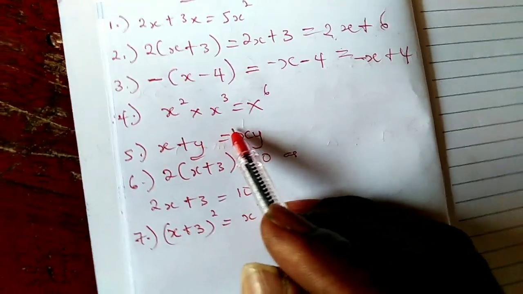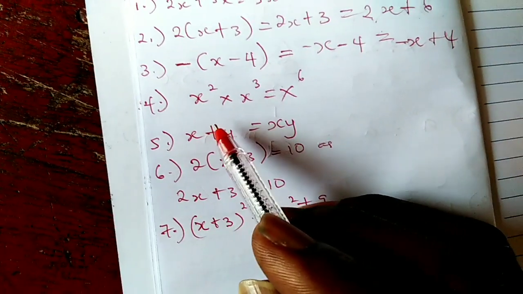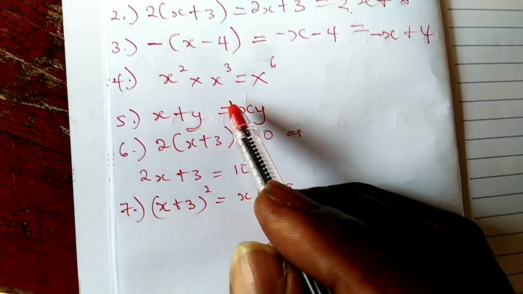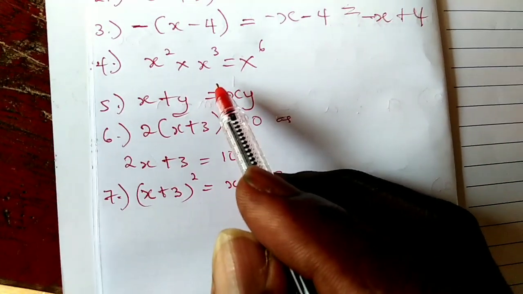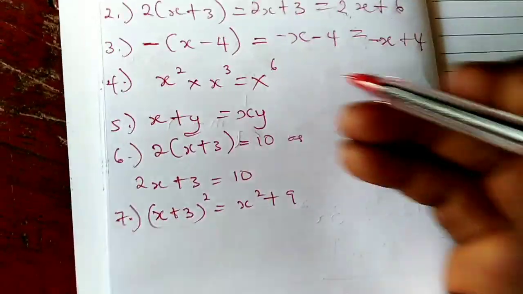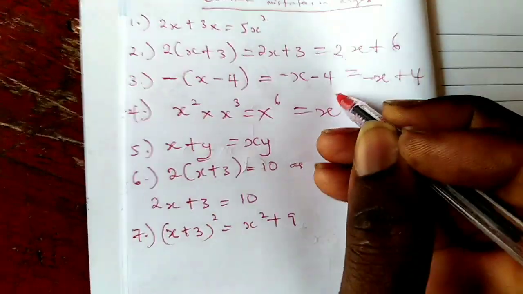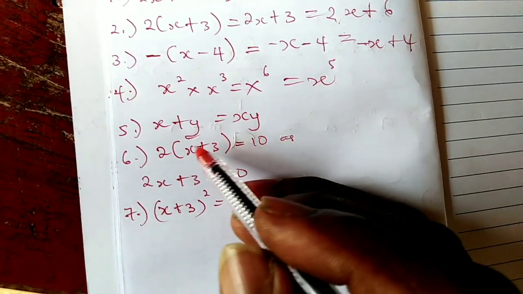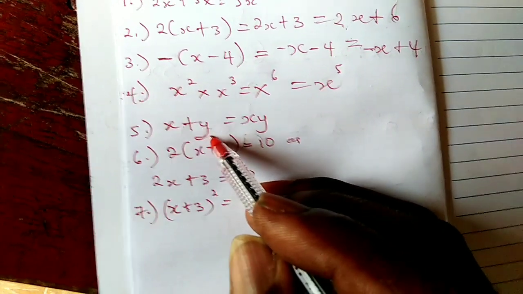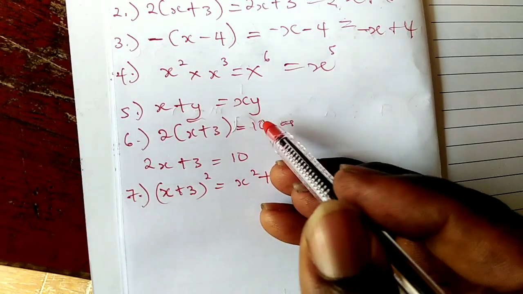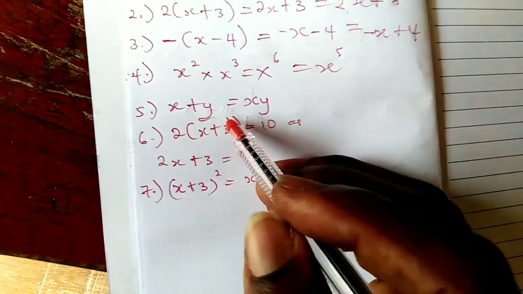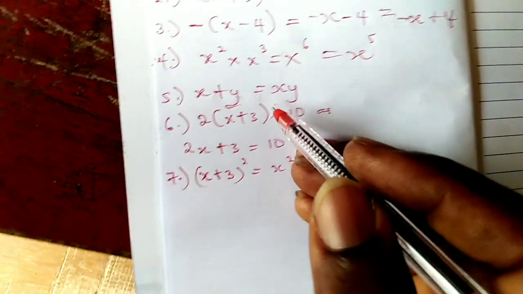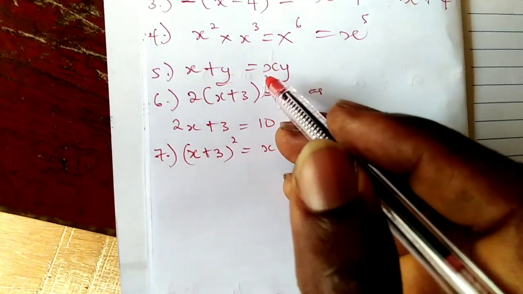For this other one, the rule of indices, x squared times x raised to the power of 3. Where this person got it wrong was multiplying the power. The powers ought to be added, so it ought to be x raised to the power of 5. That's 2 plus 3, not 2 times 3. For this, x plus y equals xy product. No. X plus y will still remain x plus y. There's no multiplication sign. It will remain like that.